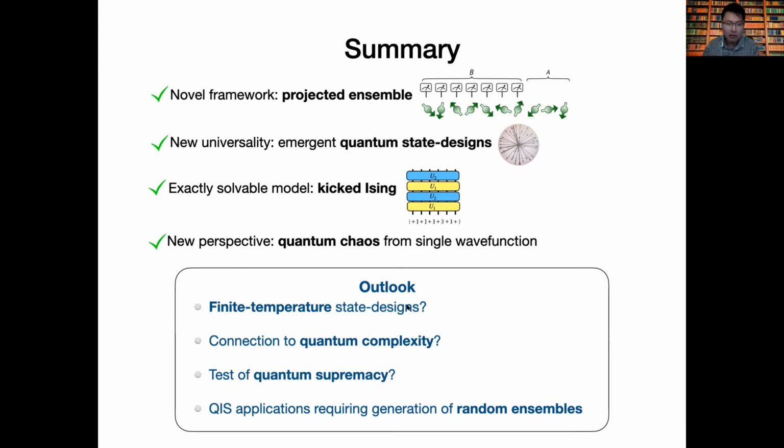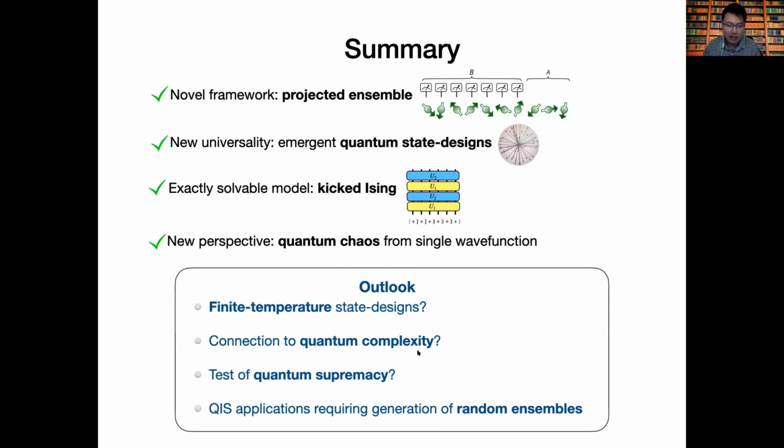And so for outlooks, I've mainly focused on infinite temperature initial states. So it'd be interesting to ask if there are similar concepts for initial states which begin at finite temperature, what universal ensembles would they go towards? And in quantum information theory, there are connections between formations of quantum state designs and quantum complexity, which I think we should explore here. And perhaps this can also be used as a test of quantum supremacy in near-term quantum devices.